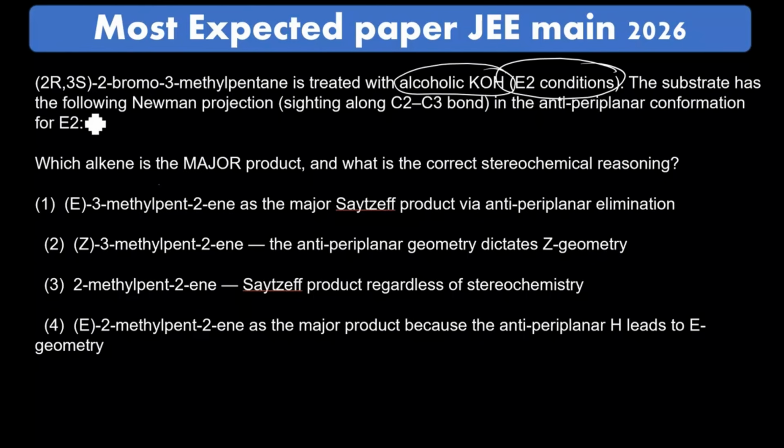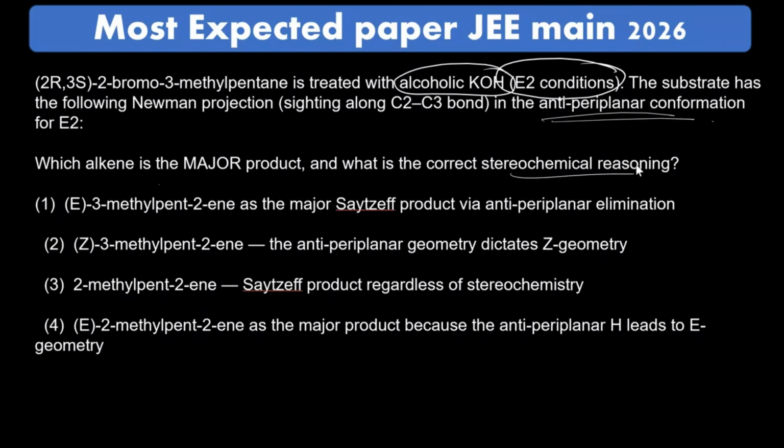The substrate has the following Newman projection, sighting along the C2 to C3 bond, in that anti-periplanar conformation of E2. Okay, so elimination happens. What is the major product and the correct stereochemical reasoning for that? Okay, that is what the question is.